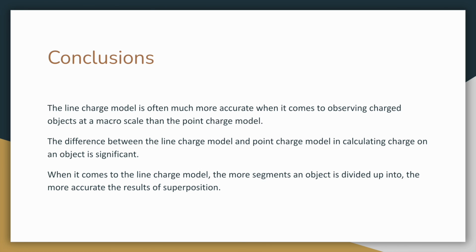With regards to the conclusions I was able to reach, I found that the line charge model is often much more accurate when it comes to observing charged objects at a macro scale than the point charge model. The difference between the line charge model and point charge model in calculating charge on the object is significant, and when it comes to the line charge model, the more segments an object is divided up into, the more accurate the results of superposition.